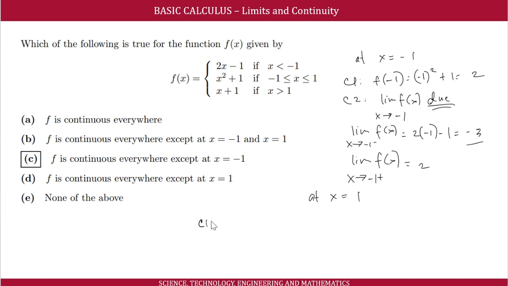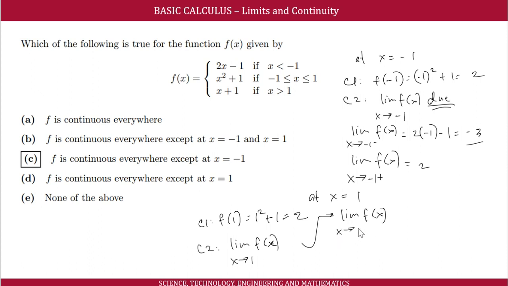So we have the first condition, f of 1, that will be the second subfunction, x less than or equal to 1. So we have 1 squared plus 1, that is 2. Second condition, we have the limit of f of x as x approaches 1. So from the left, okay, we have the second, x is less than or equal to 1 here. So 1 squared plus 1, so 2.